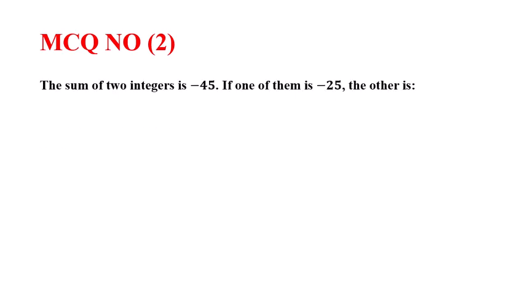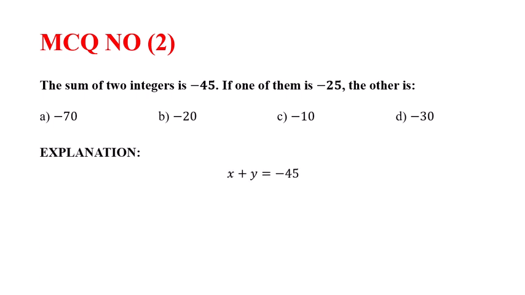MCQ number 2, the sum of two integers is minus 45. If one of them is minus 25, the other is? The given options are A minus 70, B is 20, C is minus 20 and D is minus 30. Explanation: according to the given condition x plus y is equal to minus 45. So let the first number be minus 25 according to the given condition. So we put x is equal to minus 25 plus y is equal to minus 45.